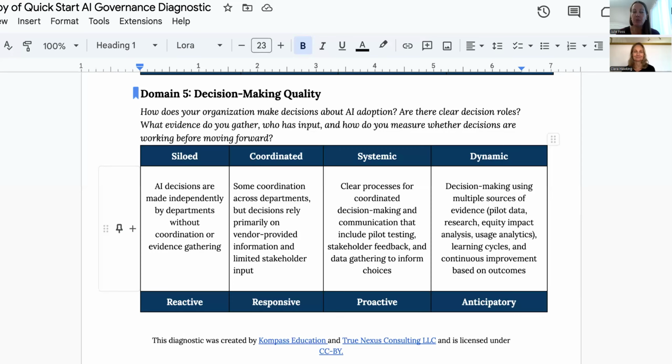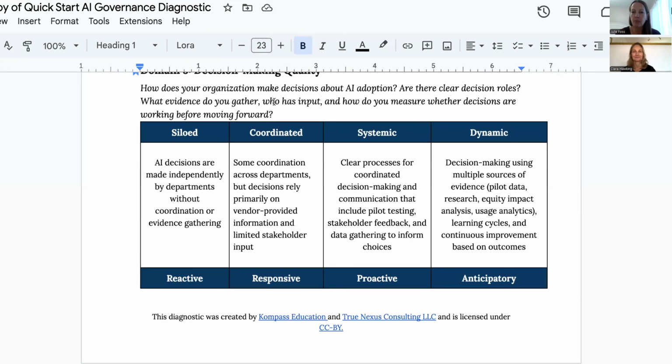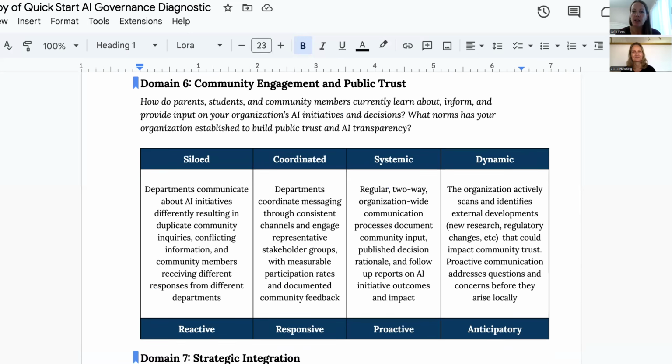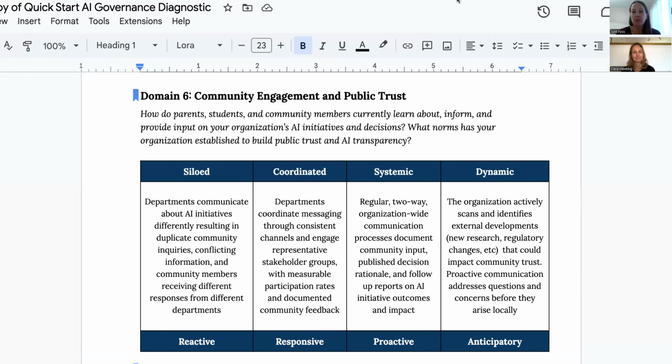So all of those things are part of that decision-making quality. And I think the final piece of that is, does it change with the person who's making the decision, or can everyone say, we're making high quality decisions and here's how we know? So really thinking through that process and what that looks like in your organization is all part of that domain. And then the next one is around engagement and public trust.